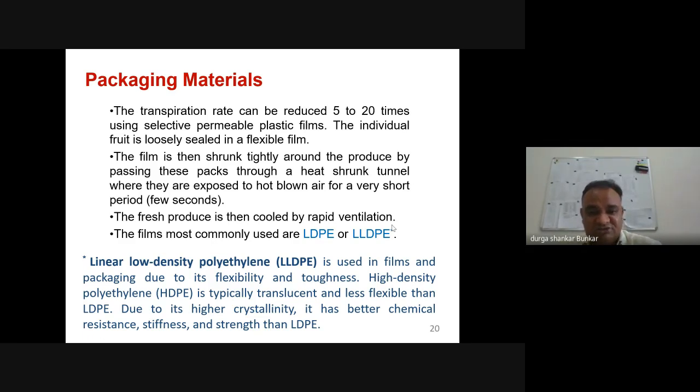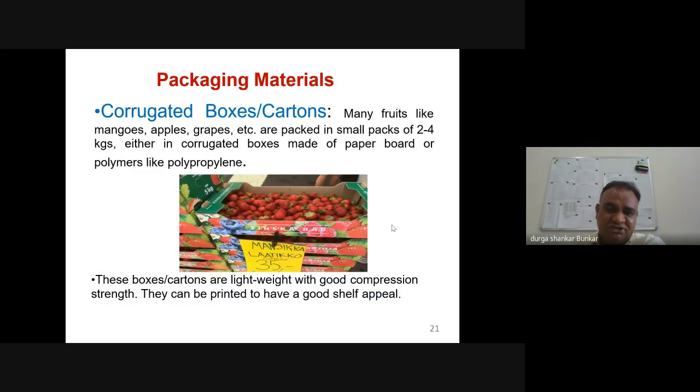So there is a little bit of difference with LDPE, which is used in film and packaging due to its flexibility and toughness. HDPE is typically translucent and more flexible than LDPE. So we can say LLDPE contains some characteristics of LDPE and some of HDPE. Due to its higher crystallinity, it has better chemical resistance, stiffness, and strength than LDPE. It is a good packaging material generally used for fresh produce, that is fruits and vegetables.